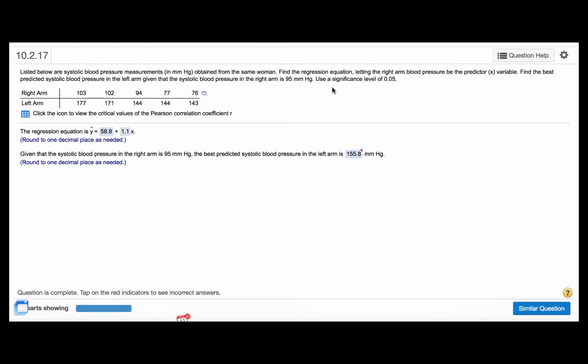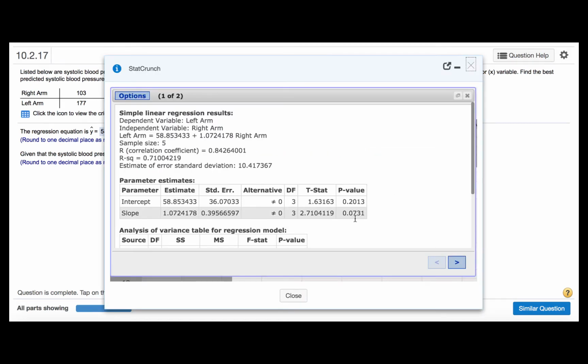So we'll arrow back to the output box here, and we find that the p-value for the slope is 0.0731. We were told to use a significance level of 0.05. So since this p-value is greater than alpha, we would determine that this model cannot be used to make predictions about the Y variable given values of the X variable.